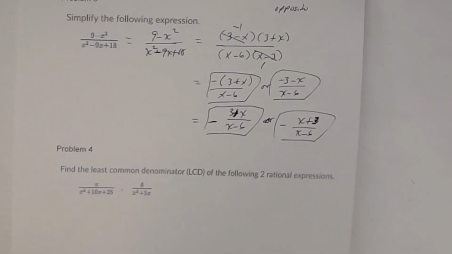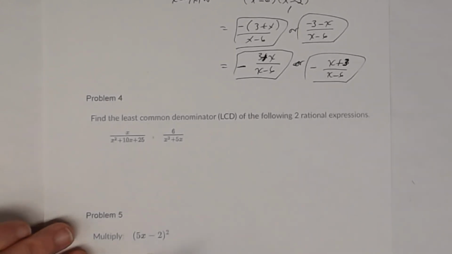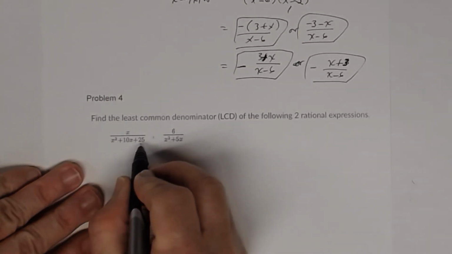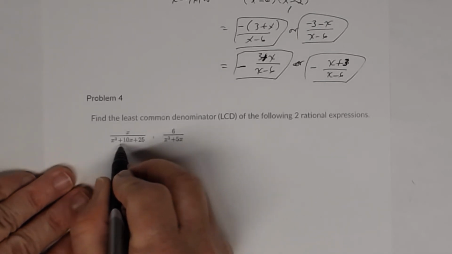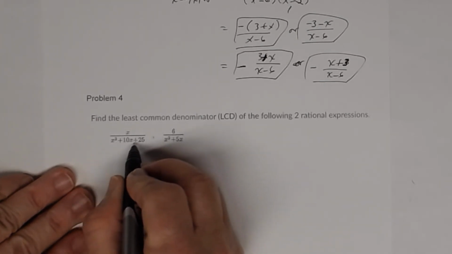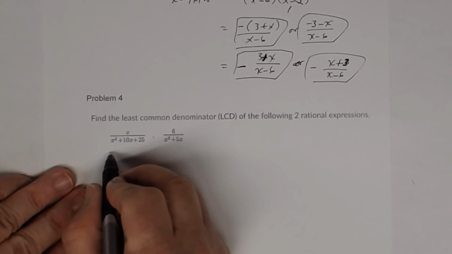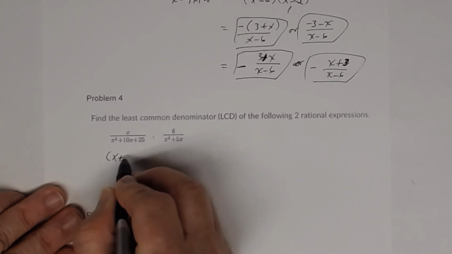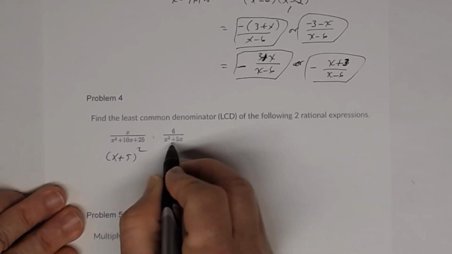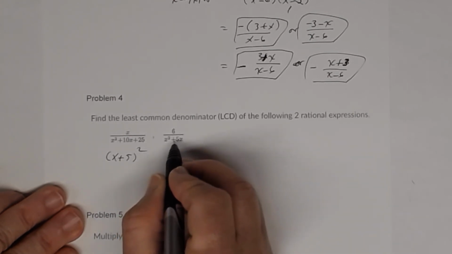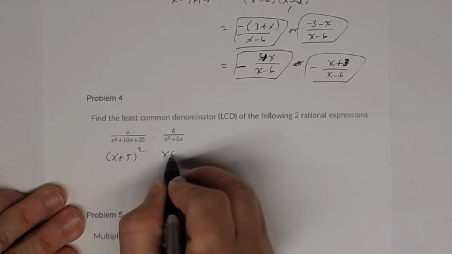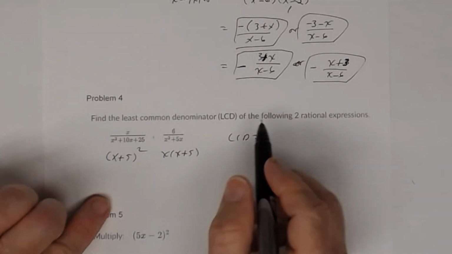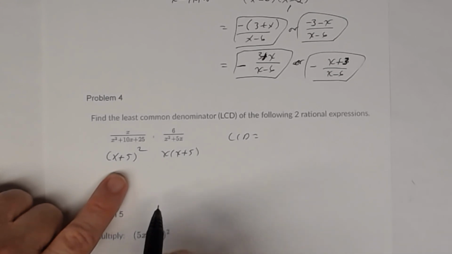Okay, number 4, all they want you to do was to find the least common denominator of those two rational expressions. So the first thing you had to do was to factor that denominator. Notice that x squared plus 10x plus 25 is a perfect square trinomial, meaning that I can factor this as x plus 5 squared. And then in the second one, I can first of all factor out an x to get x times x plus 5. So remember, the least common denominator must include every factor that you see in your denominators.